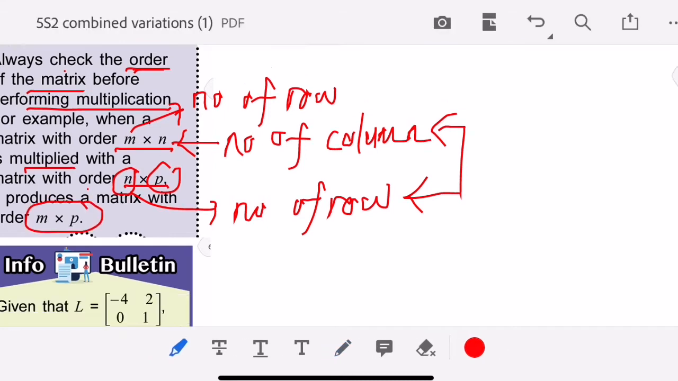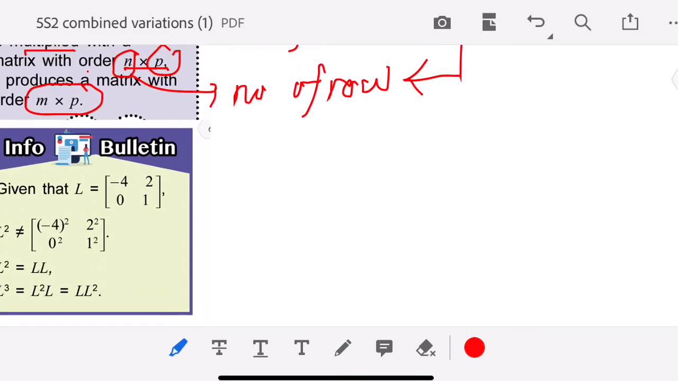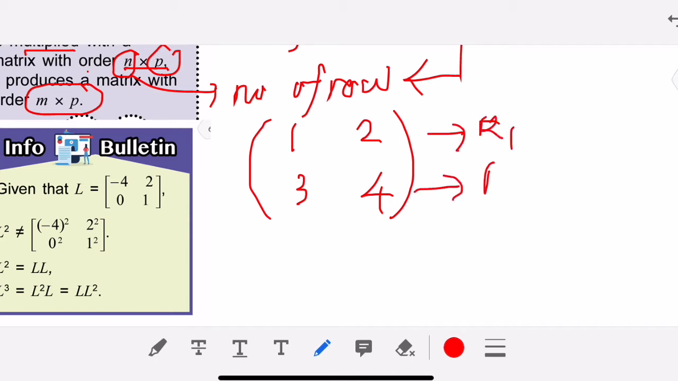Maybe you still don't understand, so let me explain. Let's say we have a matrix like this: 1, 2, 3, 4. What is the order of this matrix? It has two rows: this is row 1, this is row 2. So we say 2 by how many columns? Column 1, column 2. So we have 2 by 2.